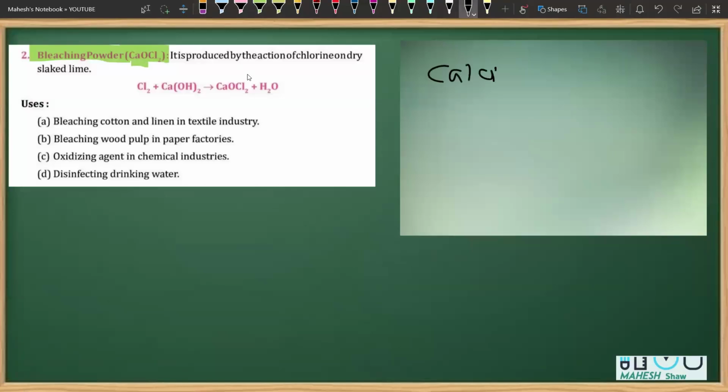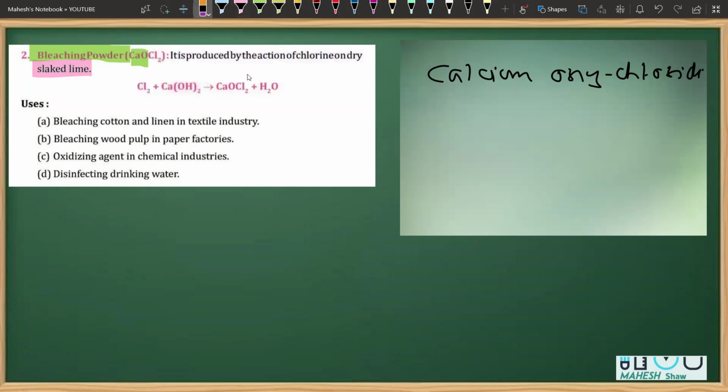This is calcium oxychloride, is its chemical name. So how is it produced? It is produced by action of chlorine gas over dry slaked lime. So chlorine gas is what? This chlorine gas over dry slaked lime.